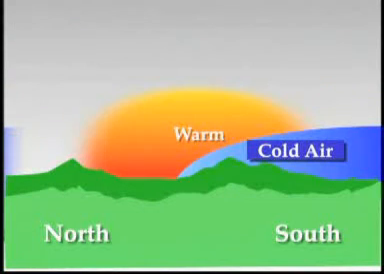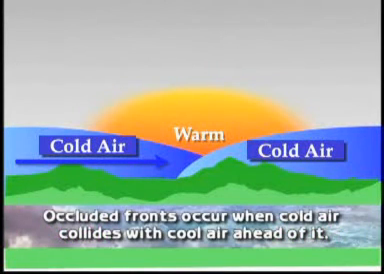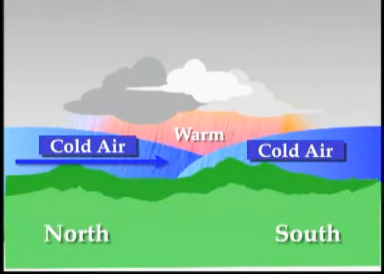Occasionally, an occluded front forms. This happens when a cold front overtakes a warm front and collides with the tail end of another cold front. The warm front that is sandwiched between the two cold fronts quickly escapes from the surface. They typically shed precipitation in the form of rain.